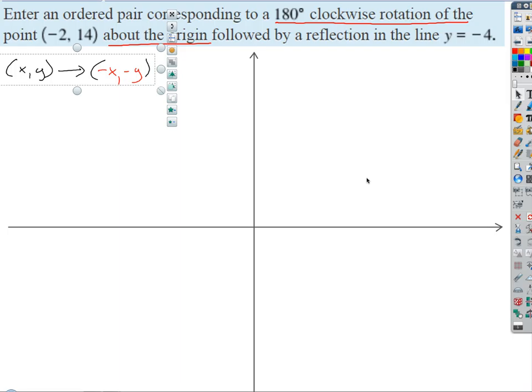So there's my rule. So if I start off with the point negative 2, positive 14, so it's like right there, sort of. And I do this to it, what are my new x and y coordinates? Casey, what am I going to get from my new coordinates if I do this rule? 2, negative 14. Good. So we'll just go over 2 and down 14.